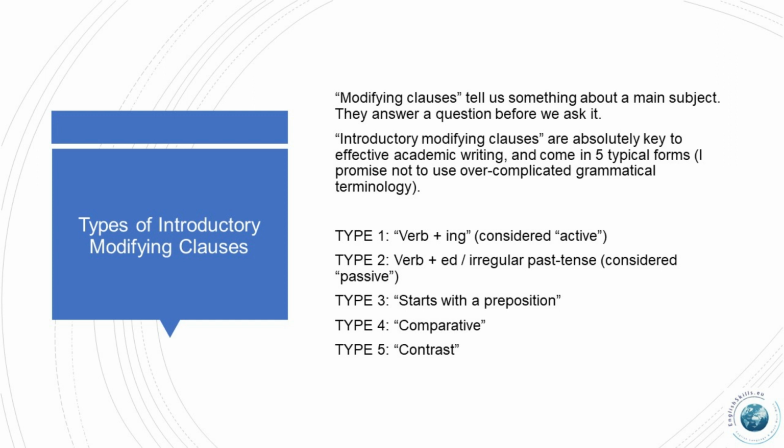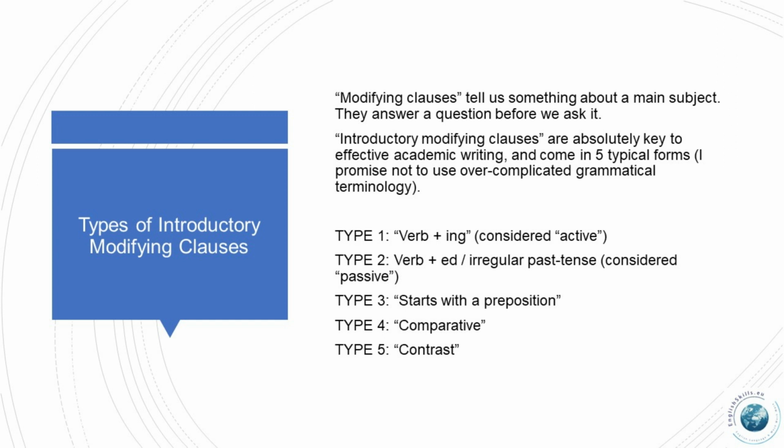Let's go very simply. Type 1: if we start with a verb plus ing, in a modifying clause at the beginning of a sentence, for example, that's where we're going to focus on them for now. Yeah, it's considered active. Don't worry, we'll look at examples. Type 2, verb plus ed, or the irregular past tense, is considered passive. Okay, so we've got active and passive.